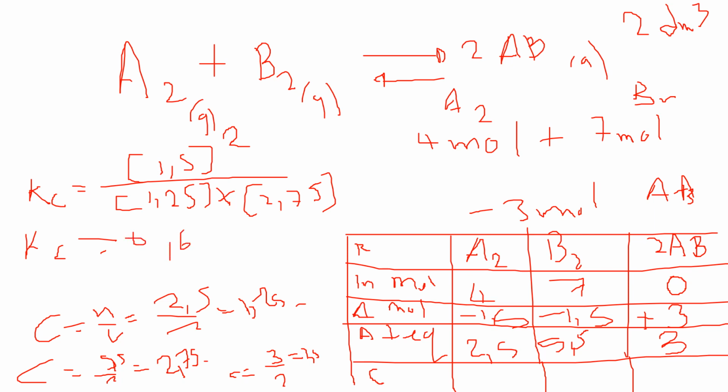0.65. So if it's less than 1, that means what? That means more reactants, the concentration of reactants will be more at equilibrium.